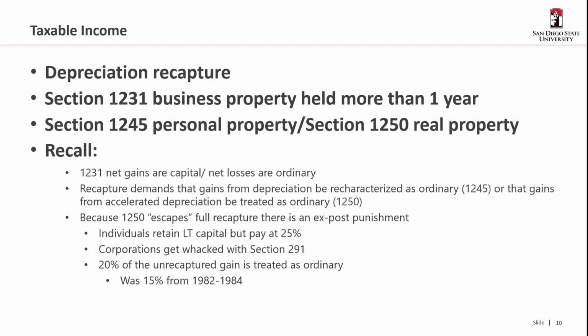So recall that the first thing we do is we net all our 1231 gains and losses. And if we net them together and it's a net gain, we treat that as a capital gain.